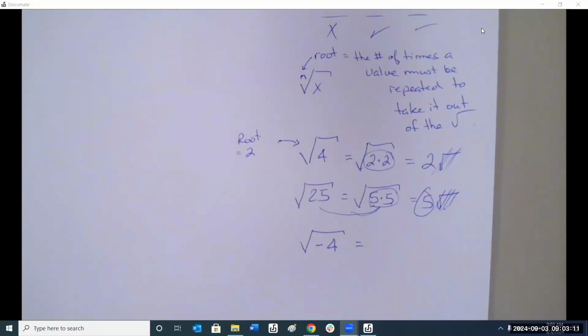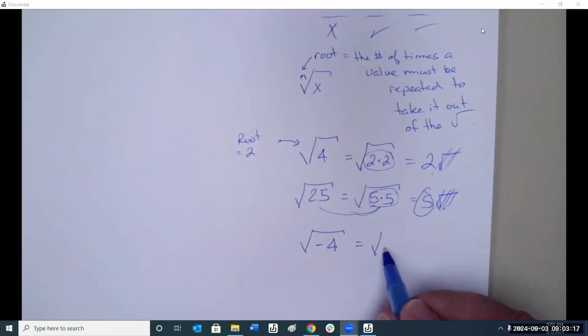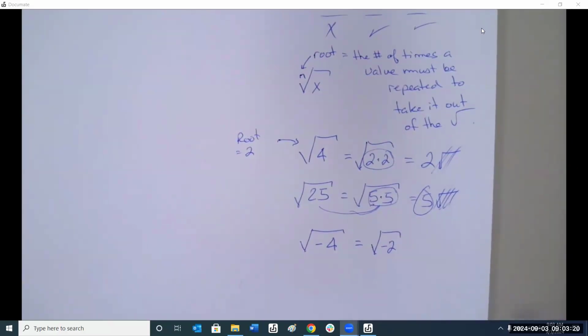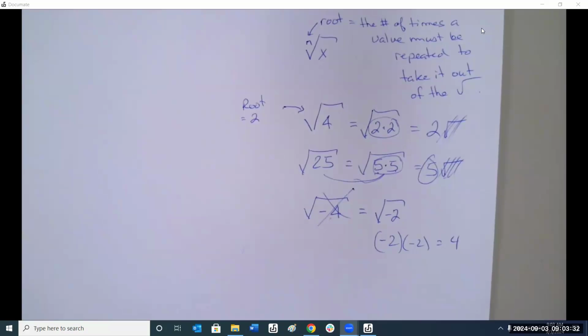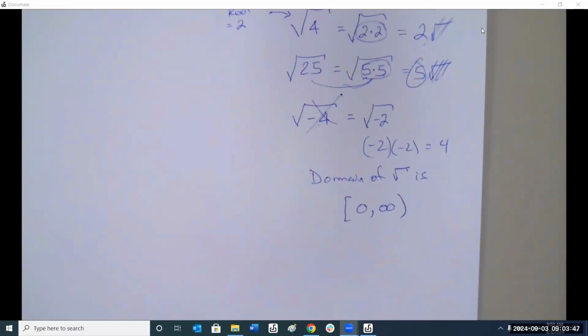So give me two numbers, they have to be identical, that equal -4 when I multiply them together. No, so you can't, because you can't put -2 in there. Right, so yeah, -2 times -2 is a +4. So that's why you can't use negative numbers. So the domain of radicals is 0 to infinity. That's the domain of radicals.